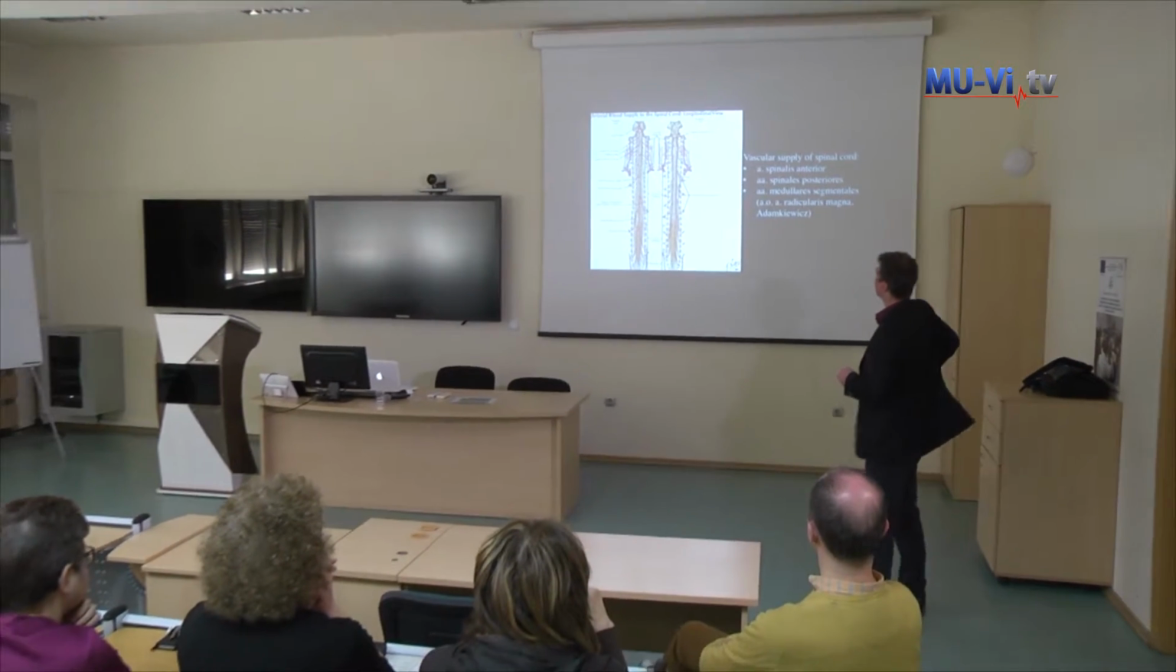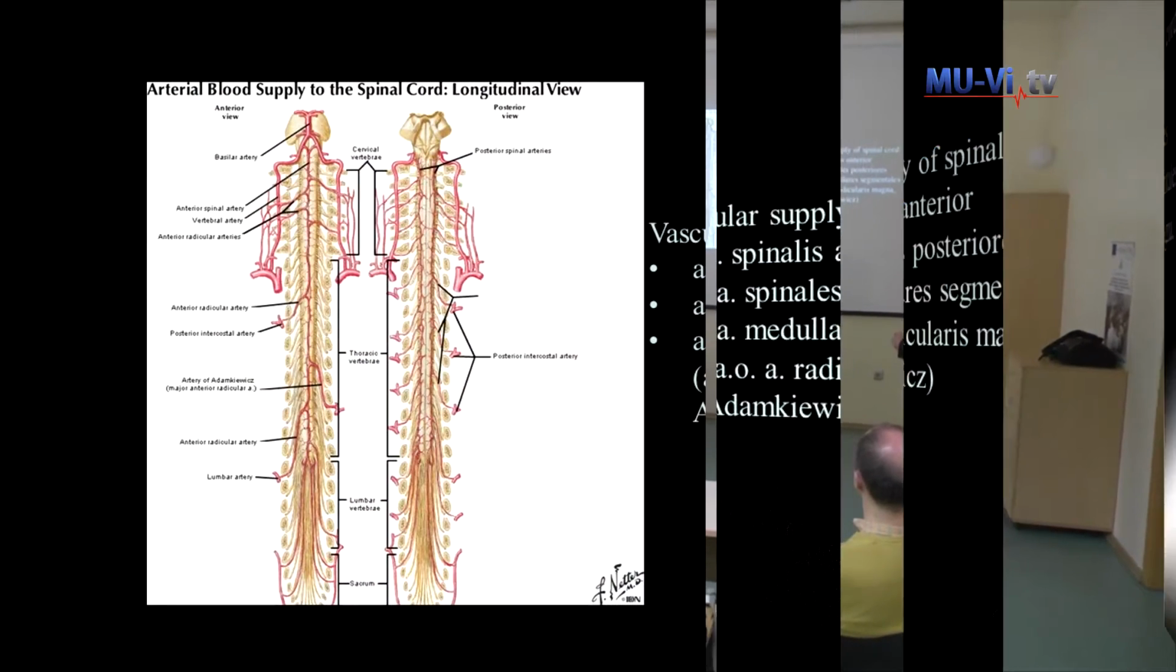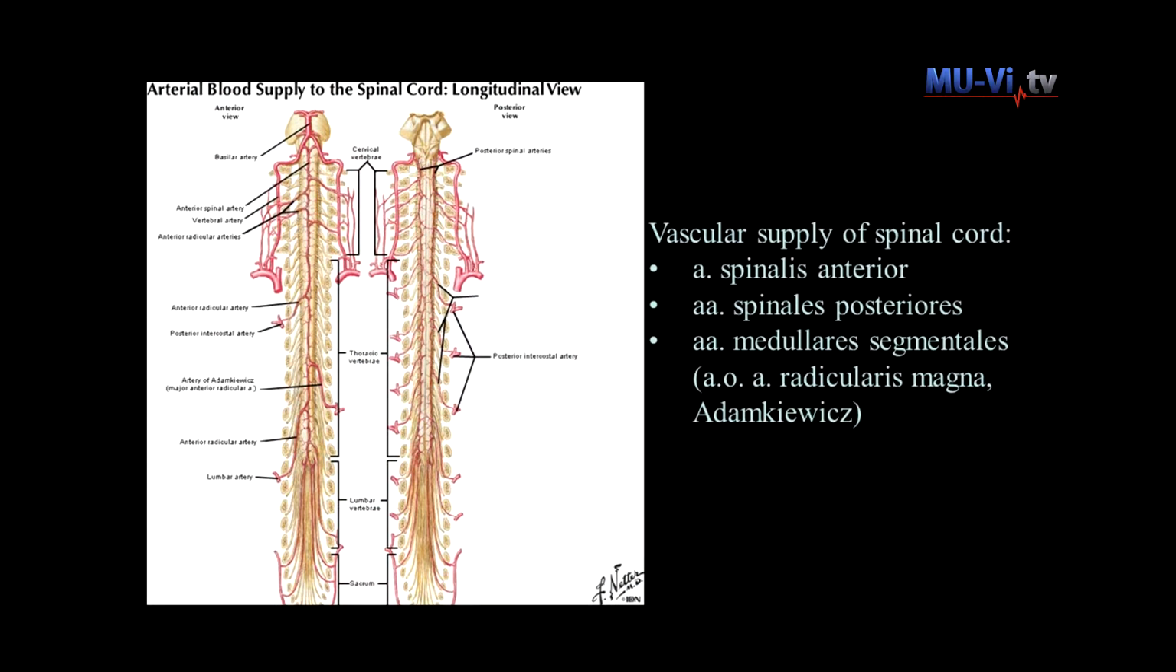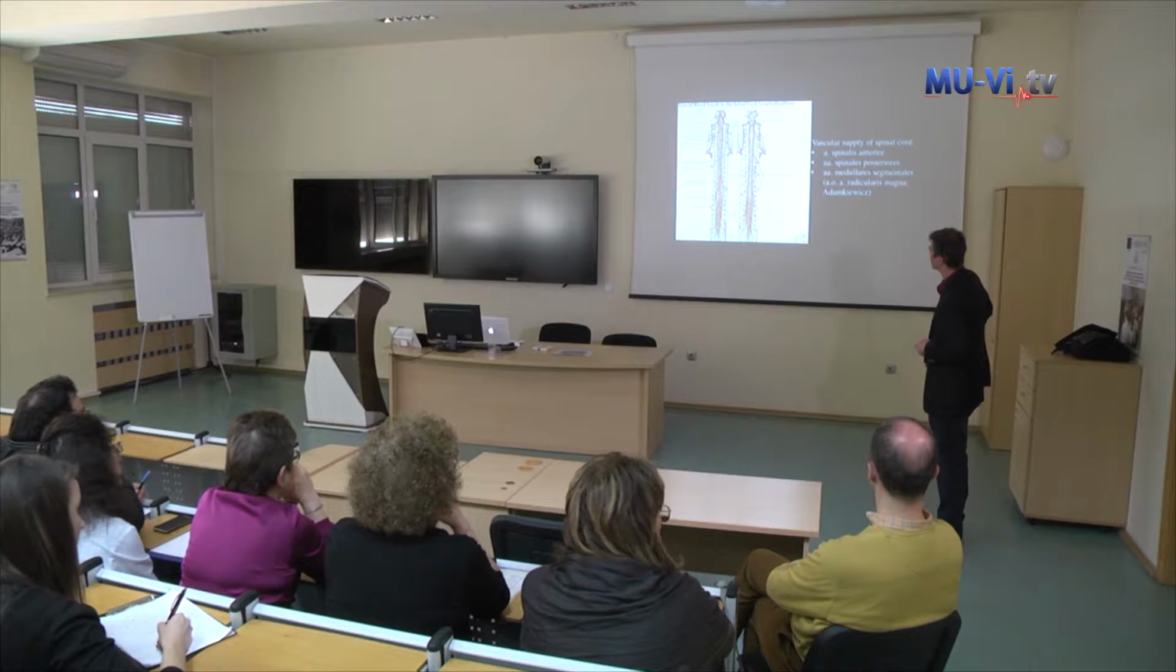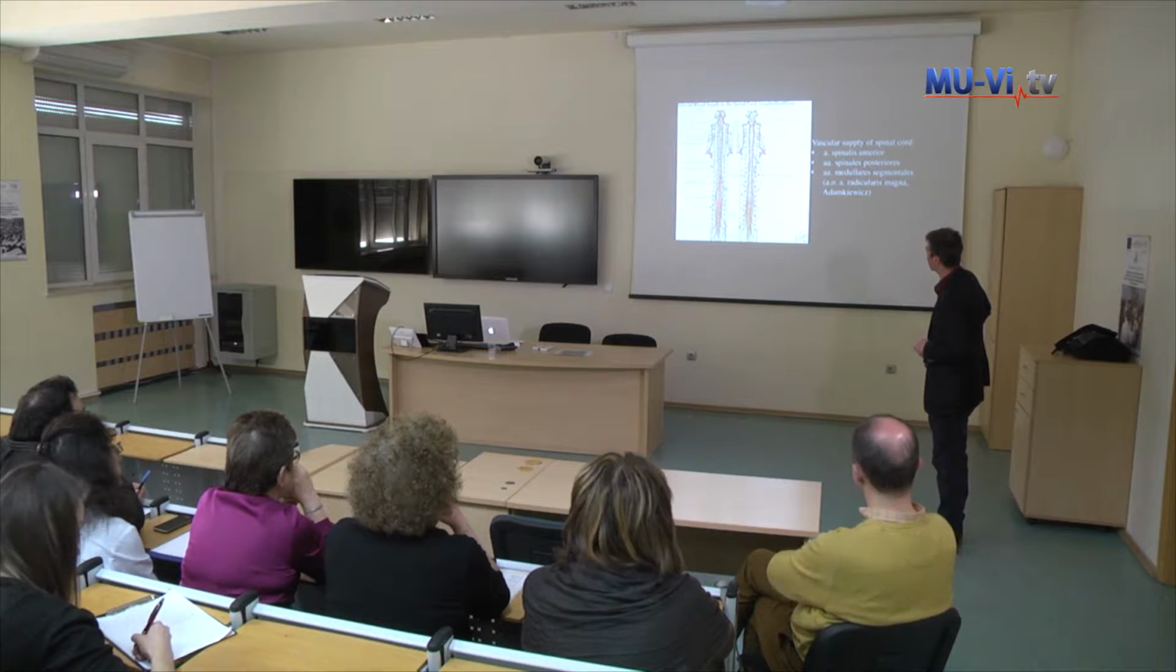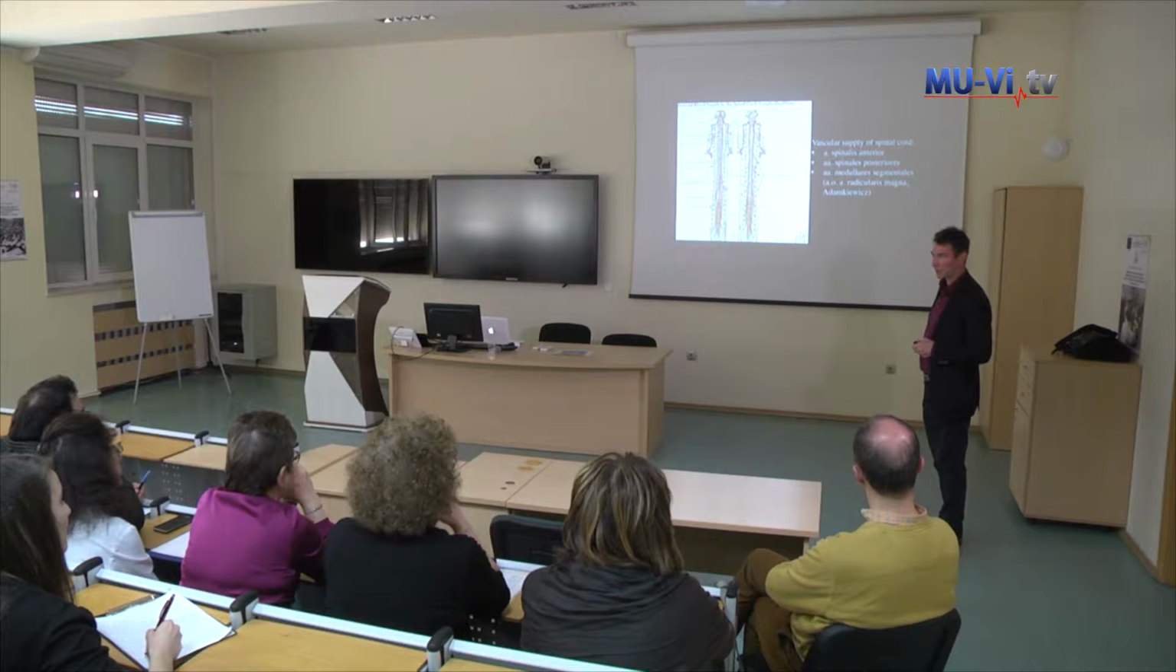Now, we have an anterior view and a posterior view of the spinal cord. And what happens is the following. You see, this and this one, these are the vertebral arteries, and from both vertebral arteries, a small arteria spinalis anterior is given off. Both anterior spinal arteries fuse and become a single arteria spinalis anterior, which runs down across the midline on the anterior side of the spinal cord.